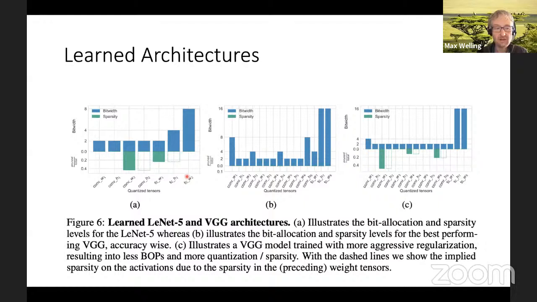The green bars are the sparsity you get at the activations due to the fact that you do a lot of pruning at the weights in the layer before. So this is kind of interesting, that you can now learn the width, the accuracy with which you want to do your computations.